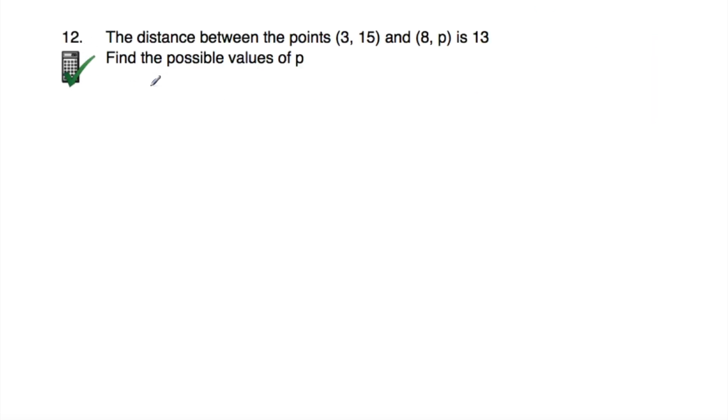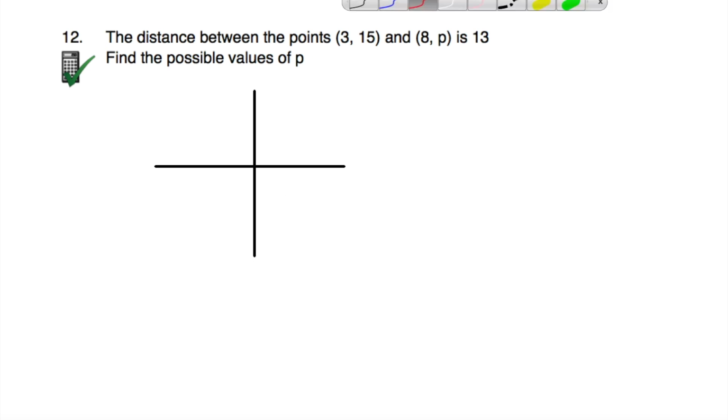So question number 12 is a bit different than the ones we've looked at so far, because this time it says the distance between the points (3, 15) and (8, p) is 13. So it's actually telling us the distance between the points. And we've been asked to work out the possible values of p. So we're going to find in this question there are 2 possible values for p, and we need to find out what they are. So I'm going to start by doing a sketch. I'm going to get my ruler and pencil, and I'm going to draw the x-axis and the y-axis.